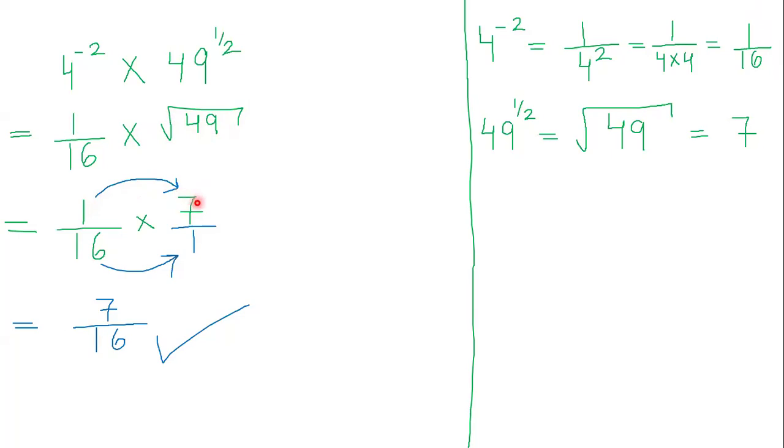Then we multiply. What is 1 times 7? That's going to give us 7. And what's 16 times 1? 16. So it's going to be 7 over 16. Very good. And that's how we got that answer, all right?